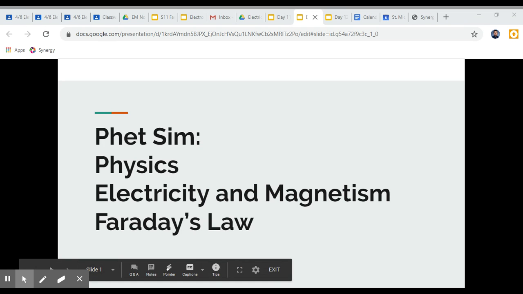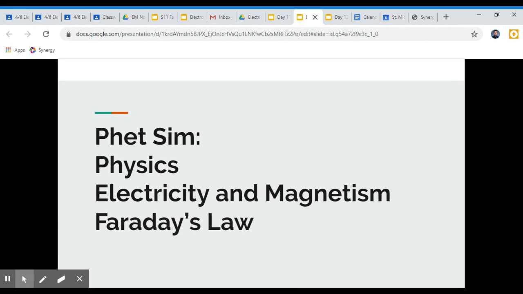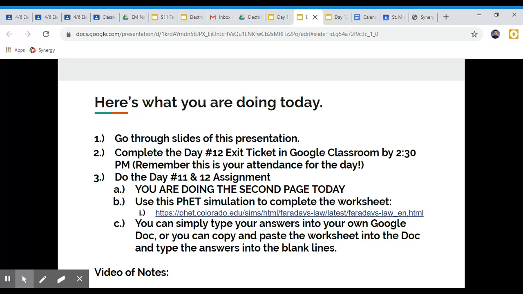Hello, ladies and gentlemen. What we're going to be doing today is taking a look at something called Faraday's Law. We've talked about already how a current carrying wire can induce a magnetic field, and now we're going to look at the opposite: a magnetic field inducing current.